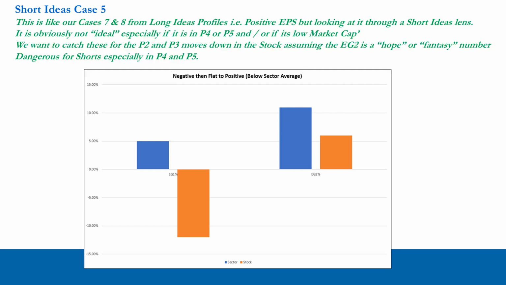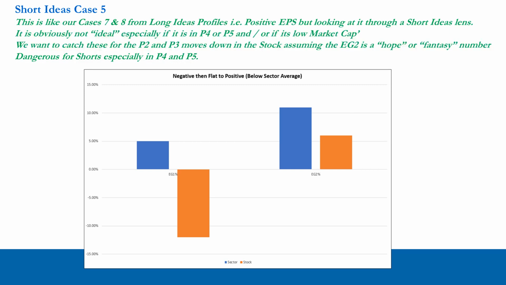However, if it's in phase 4 and phase 5, and it's been in the earnings growth decline, so gone X growth for a long time, and it's in phase 4 and phase 5, this is when you're late to the party. So this can end up being dangerous for a short.